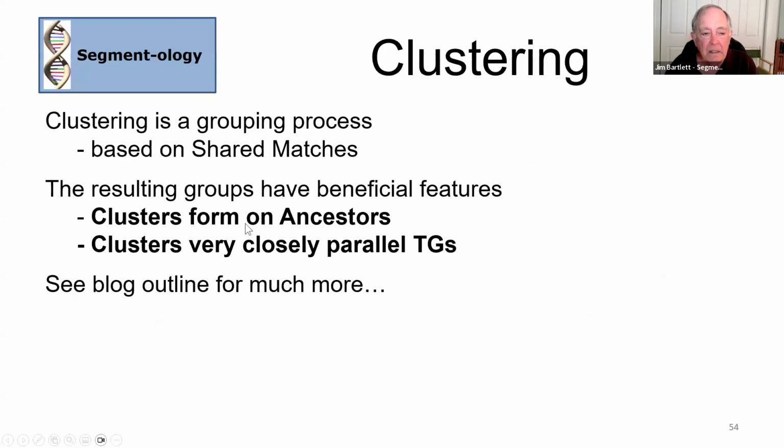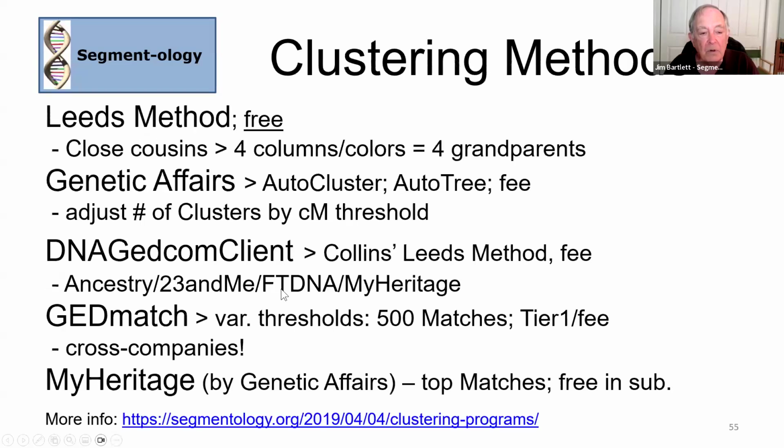Okay. Clustering, this is a grouping process based on shared matches. I think I've talked about this. It has a lot of beneficial features because clusters form on ancestors and they cluster very close, very parallel to triangulated groups. I've actually done the research on this and done all of my matches at Family Tree DNA as triangulated groups and in clusters. And with a little bit of manipulation, clusters aren't quite as precise, but I could get them to align pretty close. So you can see the blog for a lot more on that.